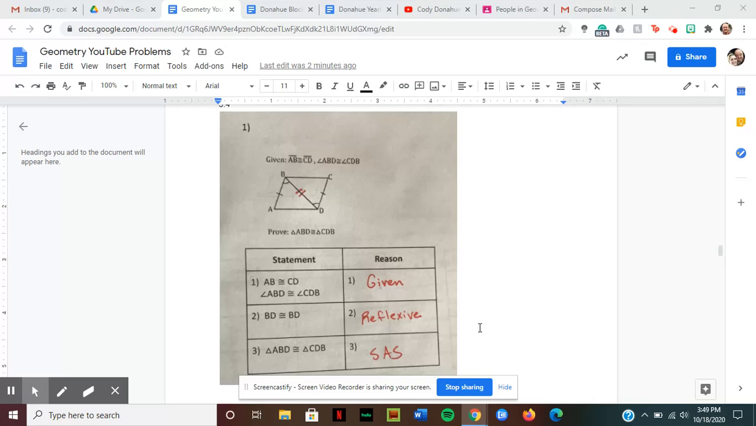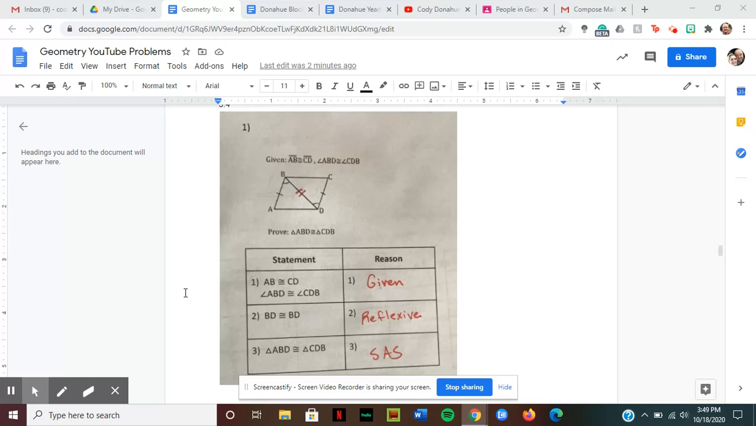So on your 5.4 worksheet, this is number 1. Given that segment AB and segment CD are congruent, and you're also given that angle ABD and angle CDB are congruent. Okay, so those are marked in black in the original image. And so we're asked to prove that triangle ABD is congruent to triangle CDB. So as you can see, we are given the statements and we're just asked to fill in what the reasons are.